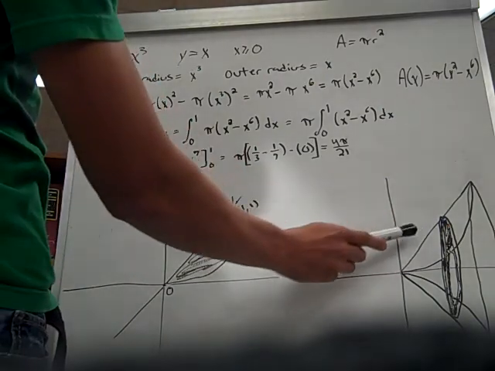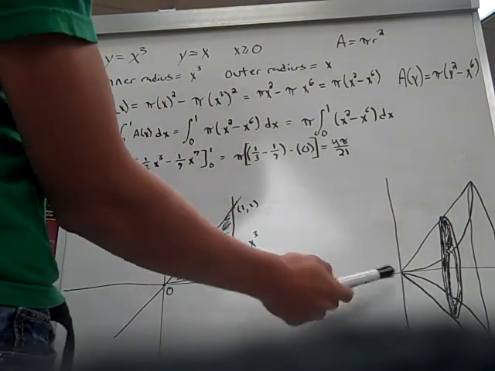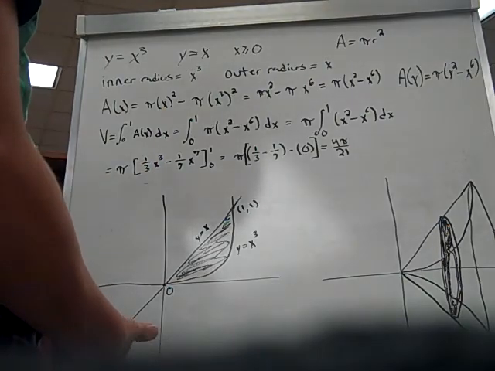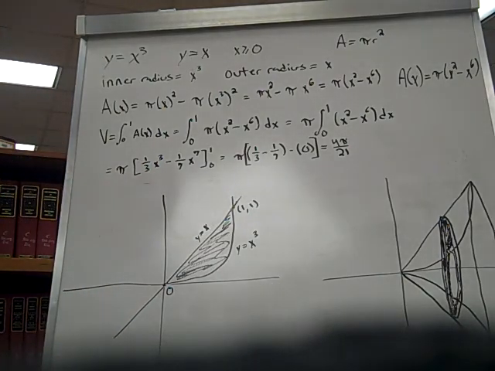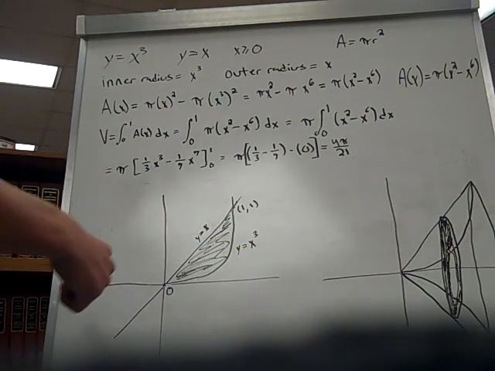This right here will be the washer that will be created from this object. And this is just the area that you would get from the cross section.